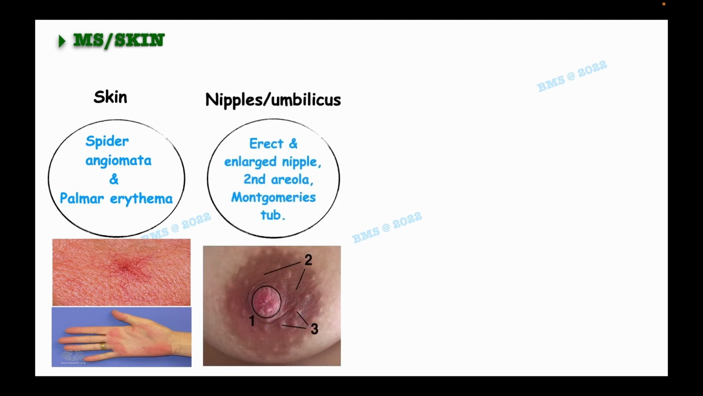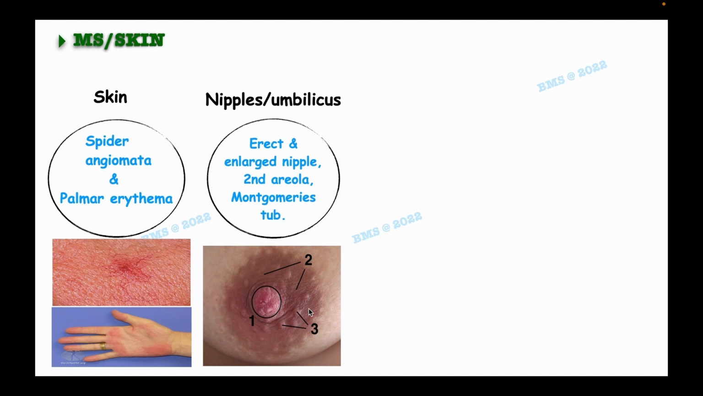Then on the nipples and the umbilicus, we find certain changes. So we can see that the nipples become erect and enlarged, and also there is the appearance of the secondary areola with the Montgomery's tubercles. So these small nodules over here are the Montgomery's tubercles, and they are basically sebaceous glands.